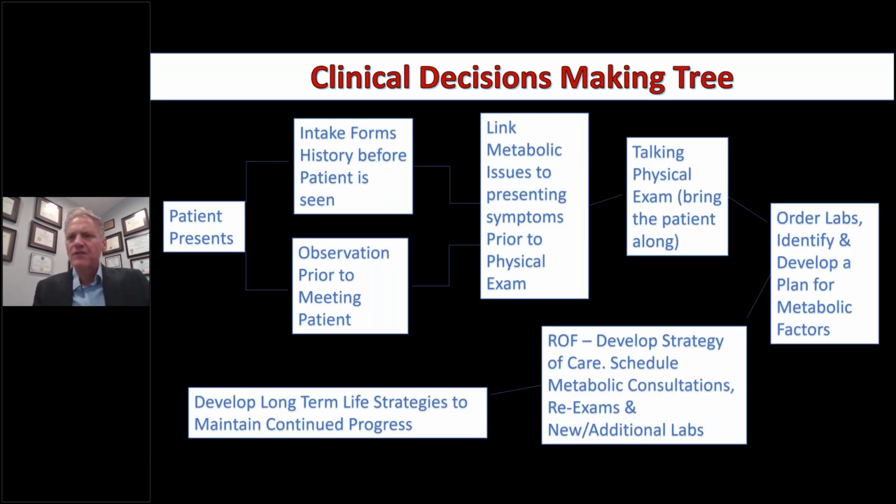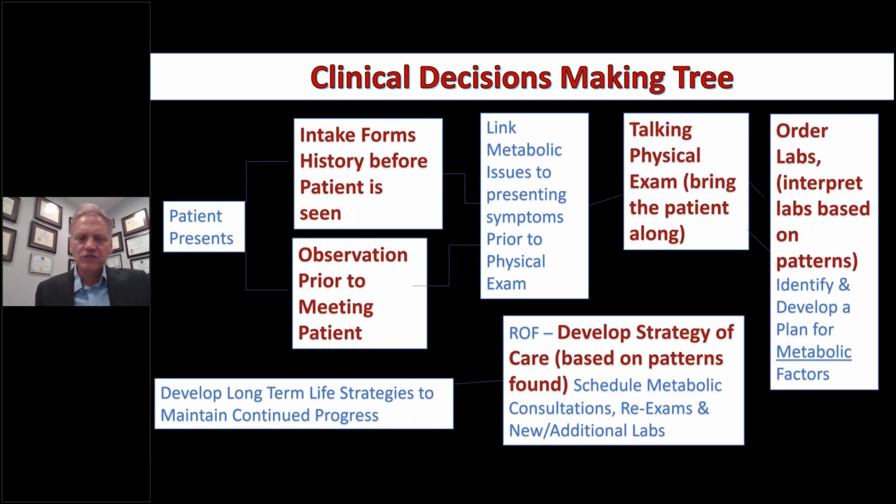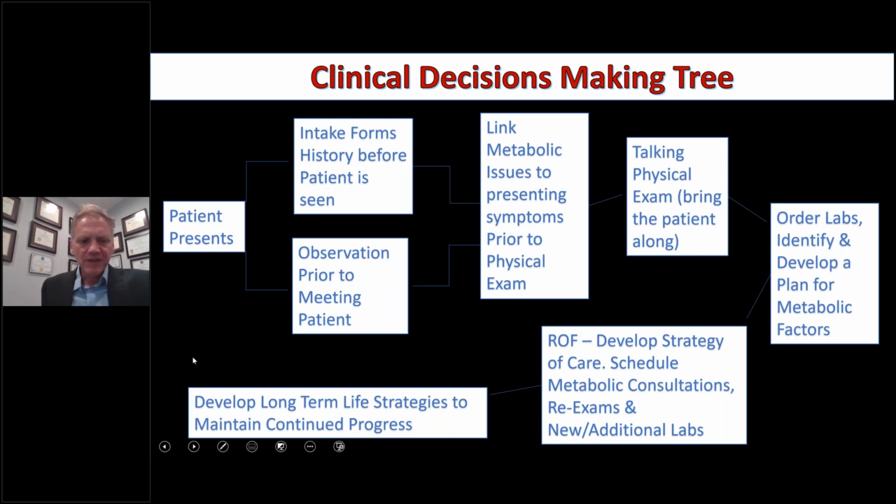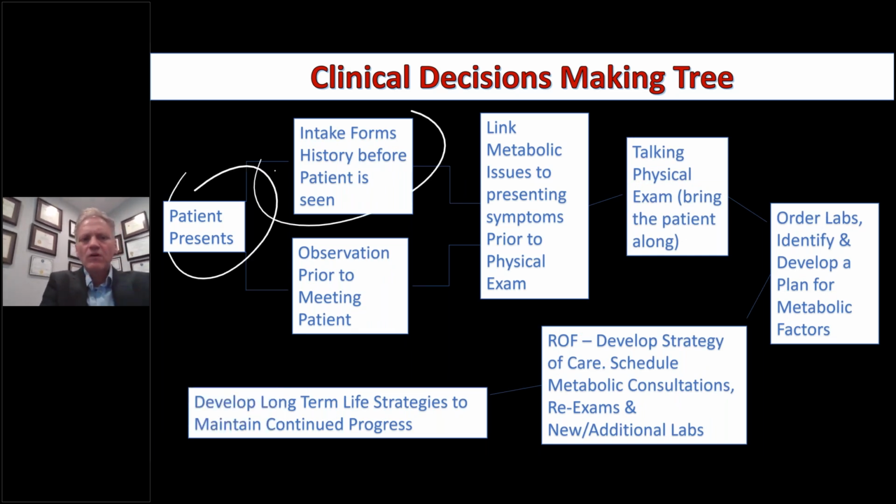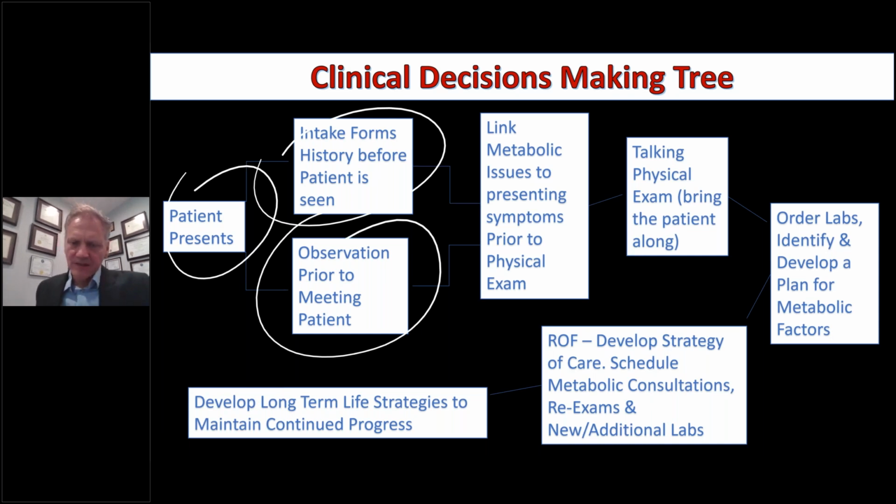So we have something called the clinical decision-making tree. We're going to go through all this, but I just want to hit this real quick. When somebody comes in, they present as a patient. We have them do intake forms. We do the observation, which we talked about before. And then we link their metabolic issues to the presenting symptoms. So we start taking a look at them.